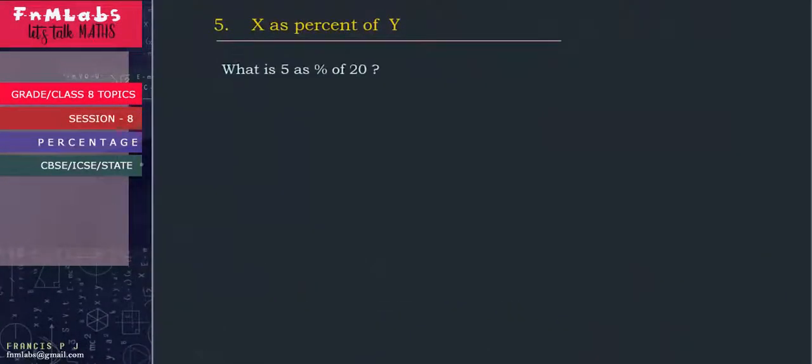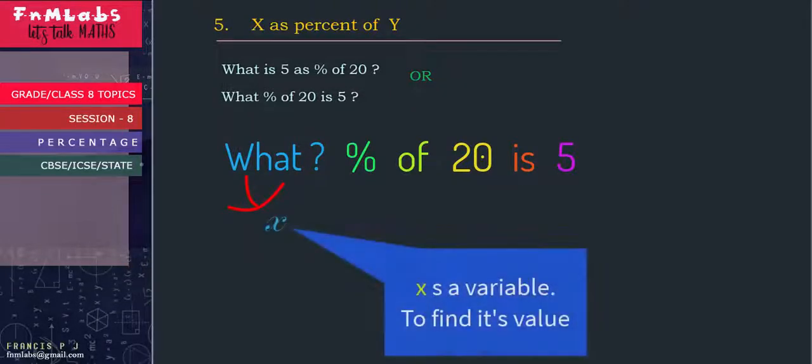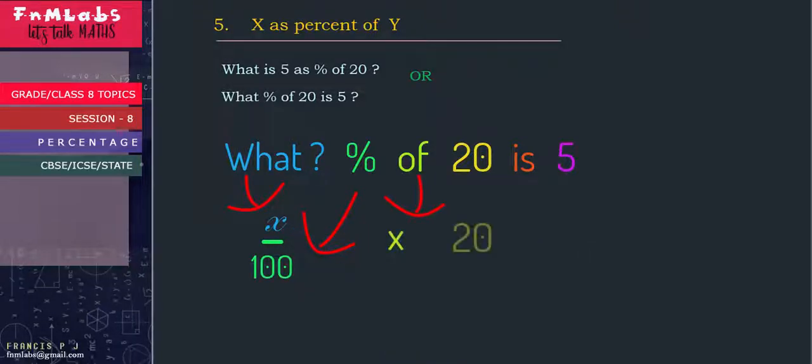What is it if we say 5 as the percent of 20? Or in other words, what percent of 20 is 5? If you translate the above statement, that is, what percent of 20 is 5, into mathematical terms, it becomes what by 100 into 20 is equal to 5.